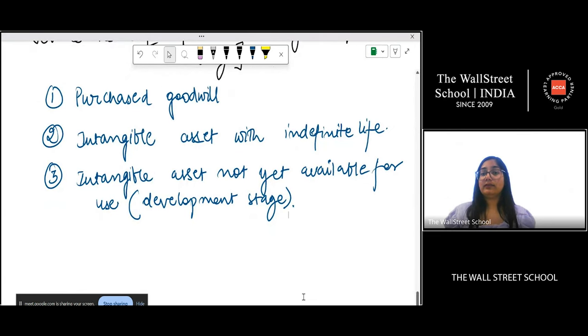Okay. Second can be intangible assets with indefinite life. What is an intangible asset which has an indefinite life? Patents may be like that. Name any asset which can have indefinite life. Self-generated goodwill is not recorded in the books of accounts. Royalty. Not really. Rights. Your own copyright, where you have the creative rights. Exactly.